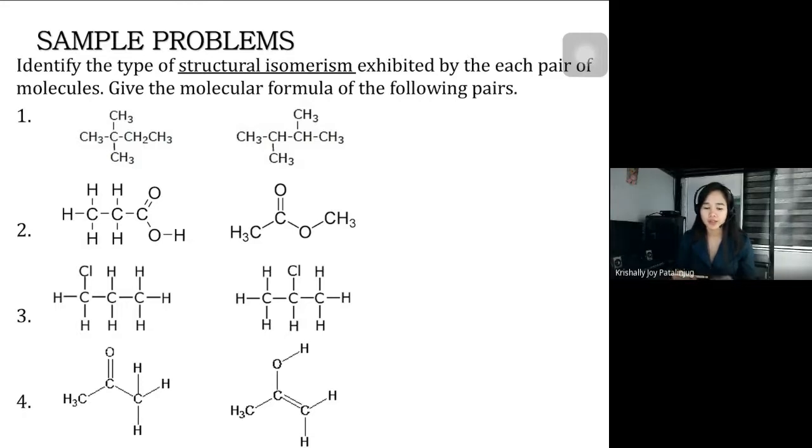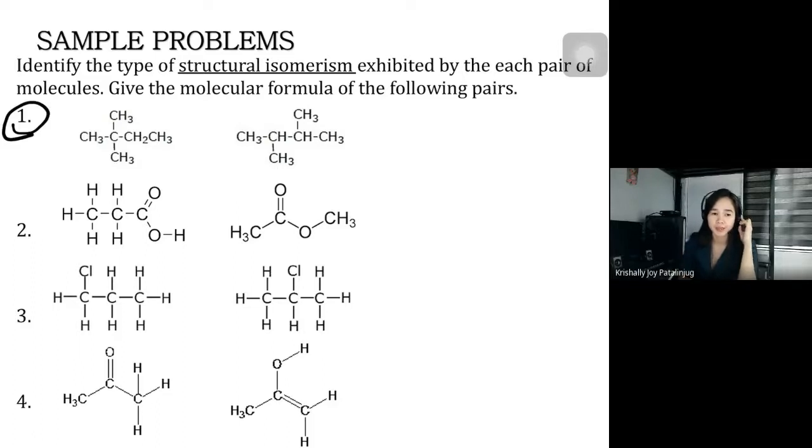If there are no questions, let's try to identify the answers for these structural isomers, or molecules being presented. Identify the type of structural isomerism. Give the molecular formula. When asked to give the molecular formula, simply count the number of carbon atoms or whatever atoms are observed in both molecules. So you could start with the molecular formula to automatically check if the number of carbon atoms and hydrogen atoms are the same. How many carbon atoms in both structures?